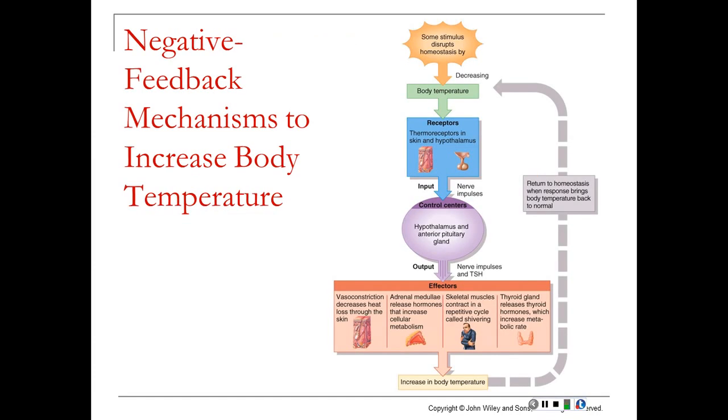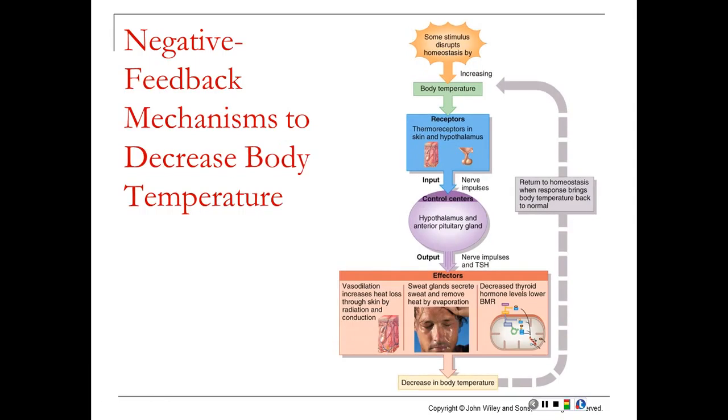All of this, of course, is regulated by negative feedback mechanisms. We looked at, I think, the same exact picture way back in Chapter 1, I believe. So you have some type of disruption to homeostasis where your body temperature is decreasing. That's going to trigger special receptors in the skin and hypothalamus. The hypothalamus and anterior pituitary gland are going to stimulate the thyroid, stimulate the adrenal gland, cause vasoconstriction, release special hormones to increase metabolism, cause skeletal muscle shivering. Thyroid gland is going to secrete thyroid hormones to increase the basal metabolic rate. All of that's going to result in an increased body temperature to get us back to homeostasis.